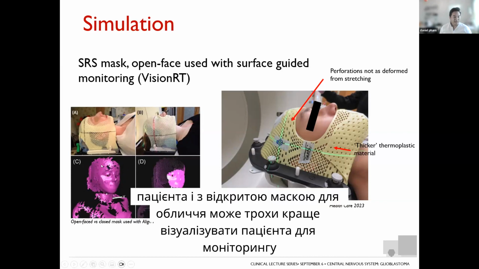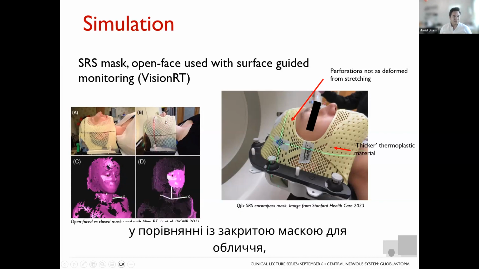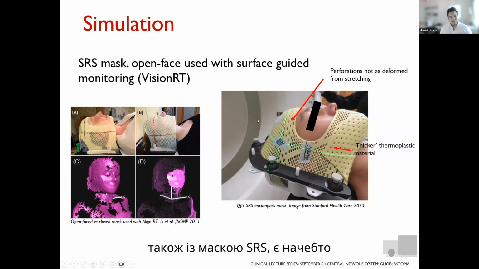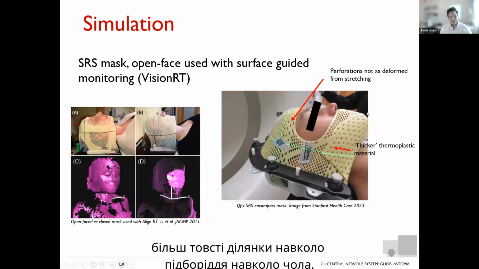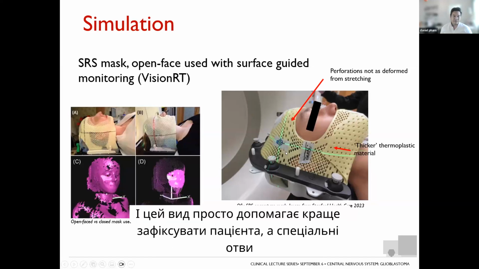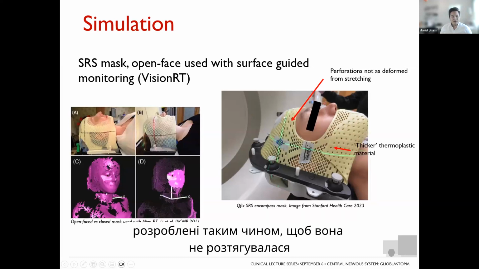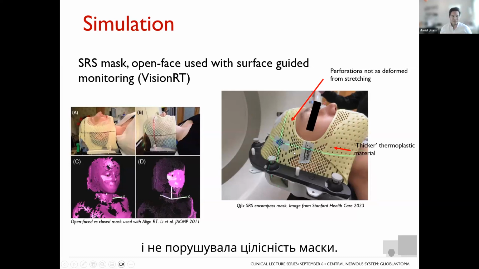And with an open face mask, it's able to visualize the patient a bit better for monitoring compared to a closed face mask. And with the SRS mask as well, there's thicker areas around the chin, around the forehead, and this helps reinforce the patient's position. The perforations on the mask have also been designed so that it doesn't stretch out and compromise the integrity of the mask as well.